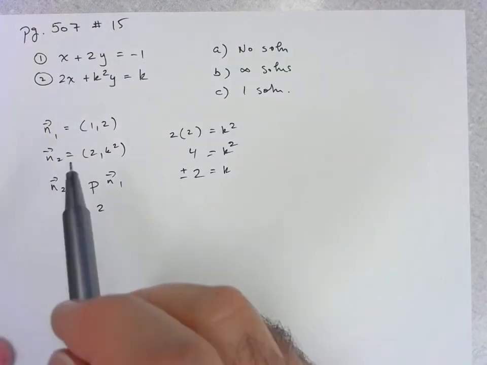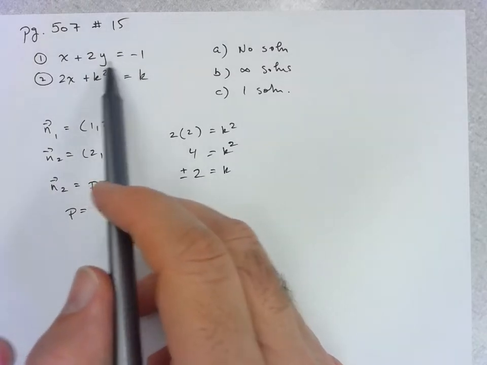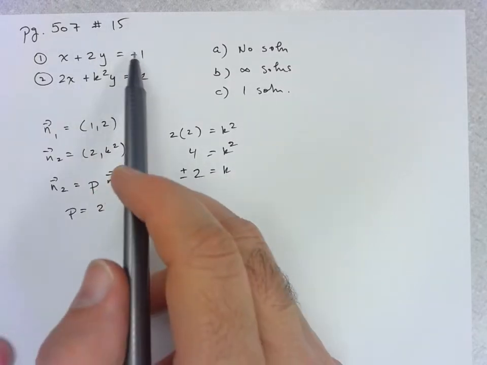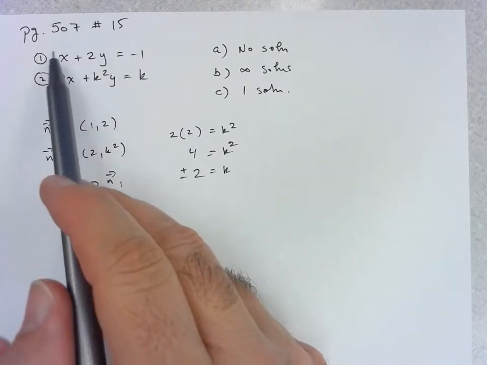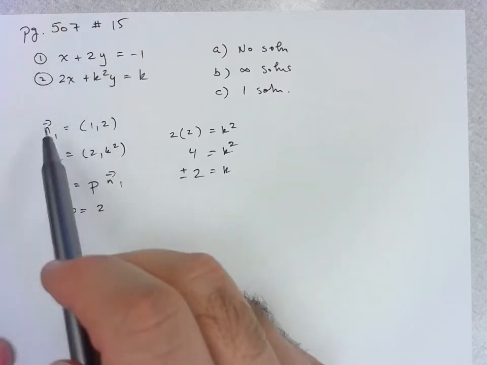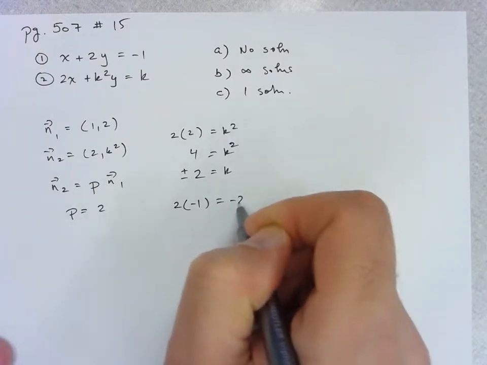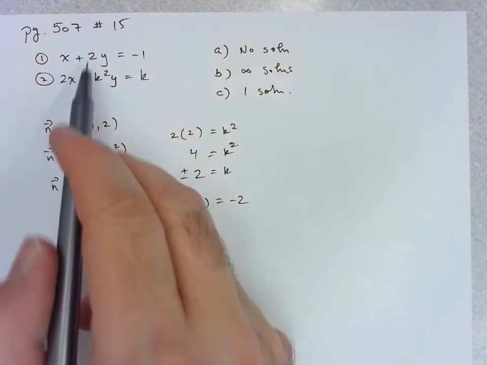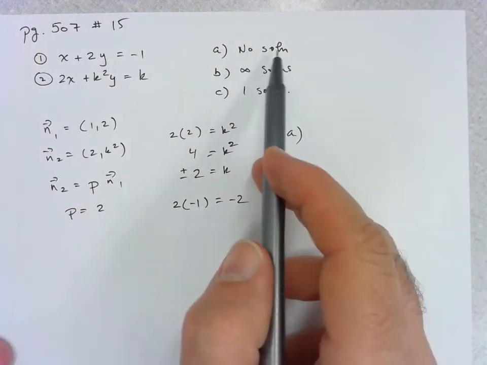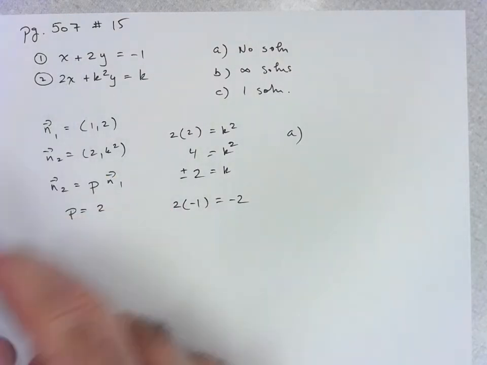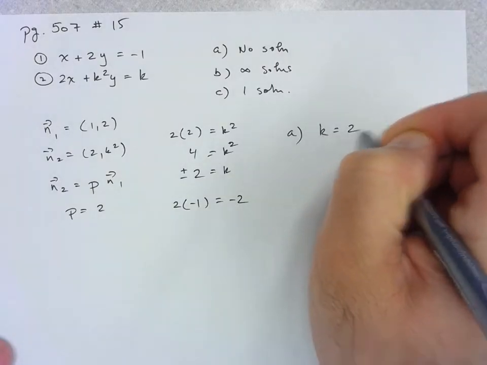Now in order for them to be the same line, we need this c value, which has been brought to the other side of the equation, to have the same multiple as the ones in the normal vectors. So here we would need 2 times negative 1 to be equal to negative 2. This is what would make these two lines equal. So for A, if we need no solutions, we still need them to be parallel, but I can't have k being equal to negative 2. I need k being equal to positive 2.